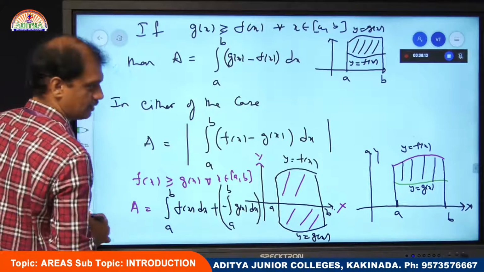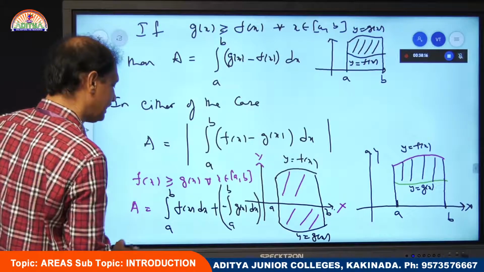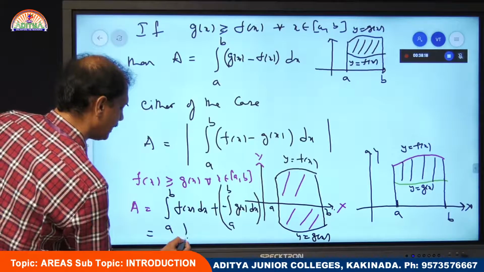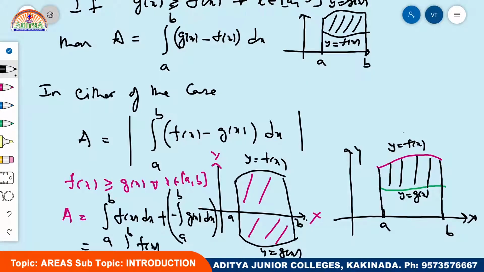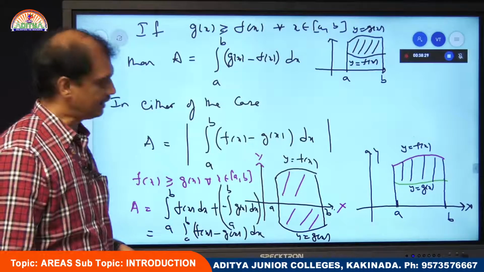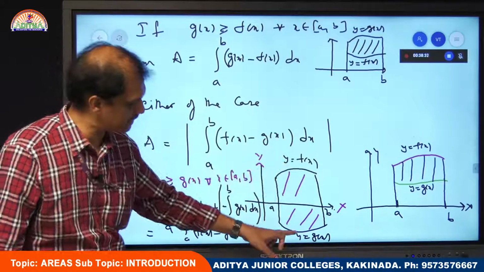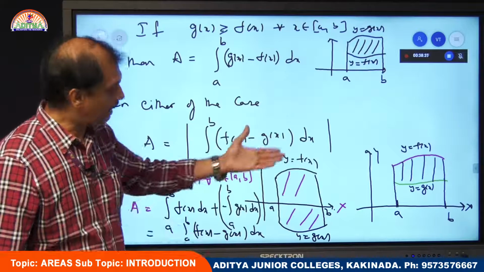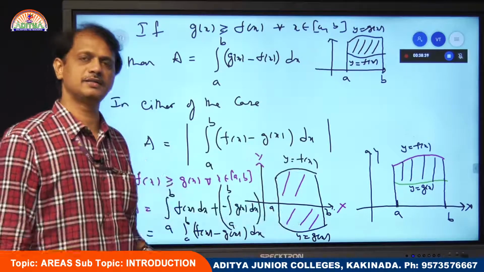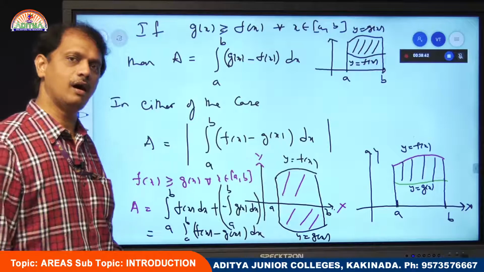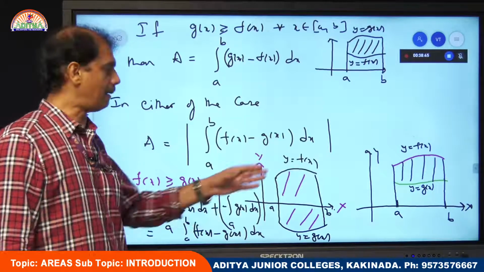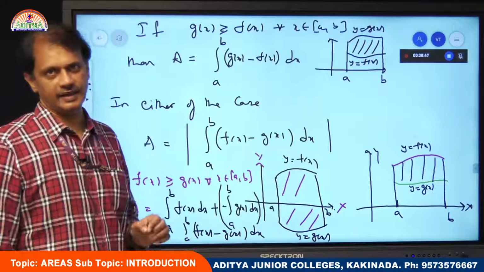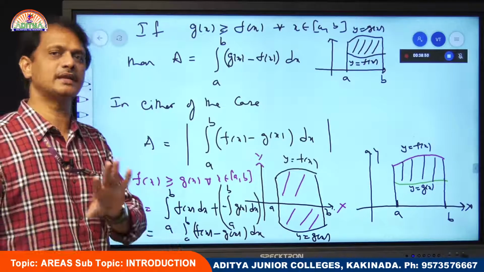Now if you simplify this, what you will get is again integral a to b of f of x minus g of x dx. That means in this case also, the area bounded between y equal to f of x and y equal to g of x between x equal to a and x equal to b is nothing but upper curve minus lower curve. Most of the problems in areas are always based on this formula only: upper minus lower. In case 1 also, we are using that upper minus lower concept. See here.